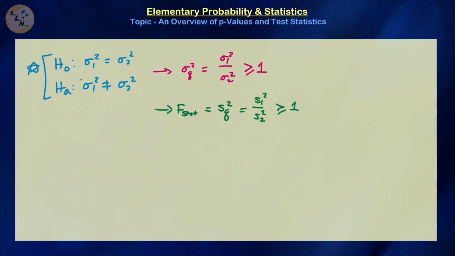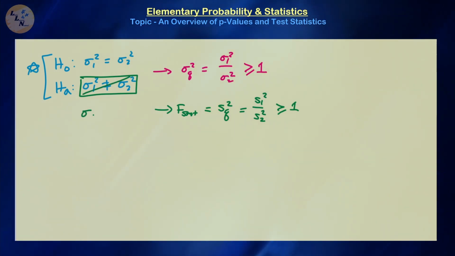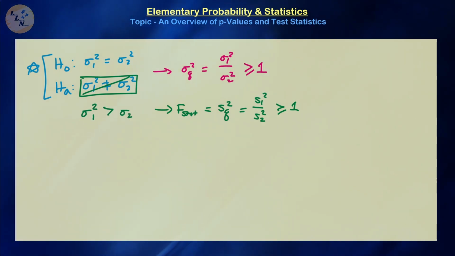So therefore, the alternative hypothesis that we're actually working with is not a two-tailed, but actually a one-tailed, because we're mandating that sigma 1 squared is significantly greater than sigma 2 squared. So let's look at a numerical example to see how that would look.